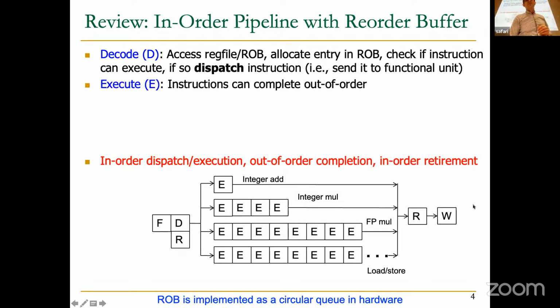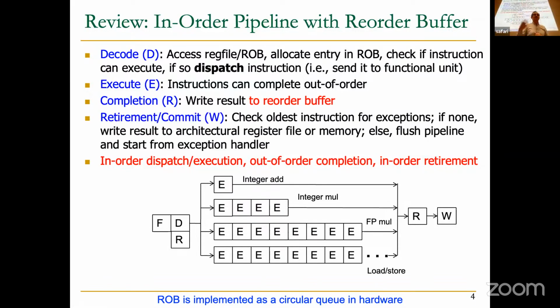Instructions can complete out of order, which is good. When they complete, they write their results to the reorder buffer first, which is microarchitectural. They don't update the architectural state immediately. The architectural state gets updated in program order when the oldest instruction doesn't have any exceptions and it's completed. There's some control logic that writes the result to the architectural register file or memory.